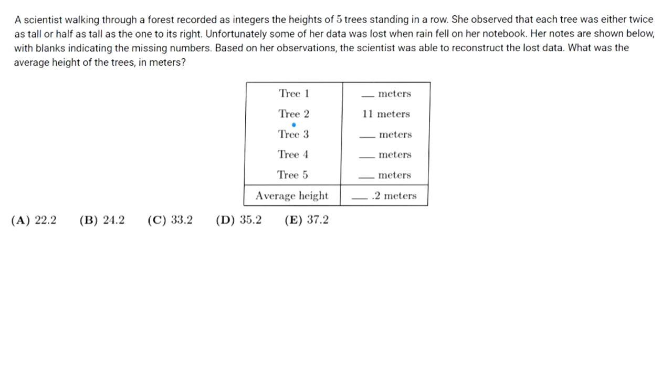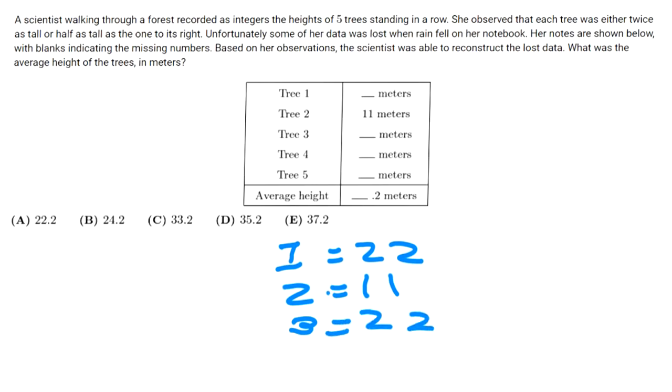Okay, so all the information we have right now is tree 2 was 11. And it's saying that the trees to its right are double or half. So that means you can't half 11. So that means tree 1 has to be 22. So 1 would be 22. 2 we already know is 11. And then 3 would have to be 22 also because we can't have 11.